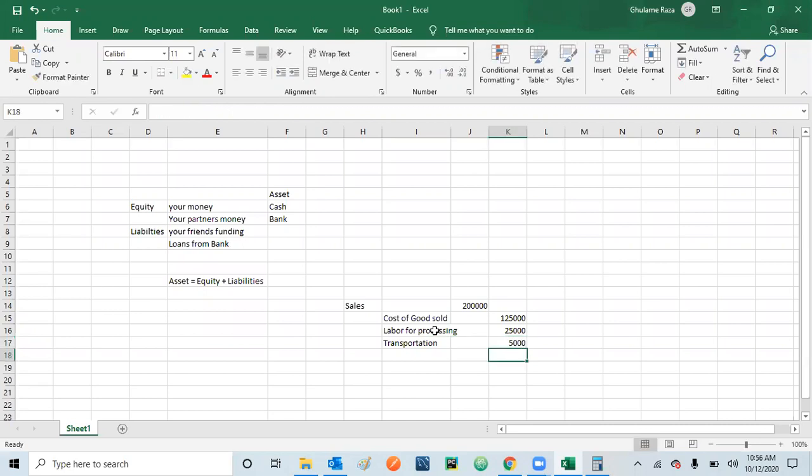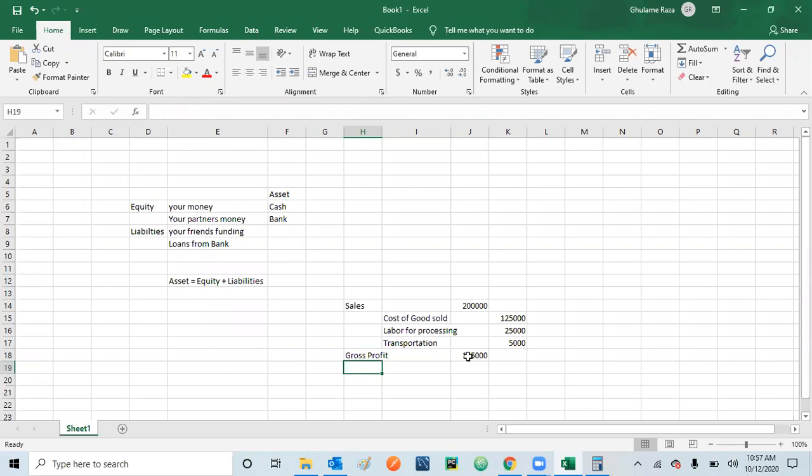So my total cost of goods sold is 125 plus 25 plus 5, which is 155, right? So I have to subtract this 155,000 from my sales. So what is this? This is my gross profit. Let me put it here. Right, so this is my gross profit.